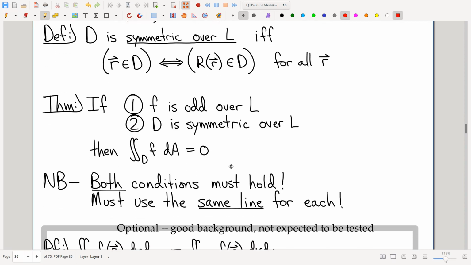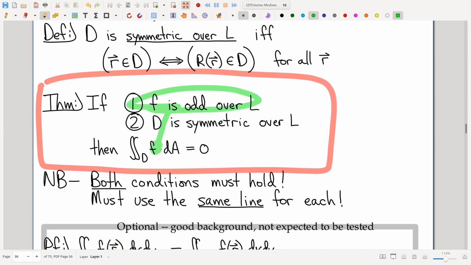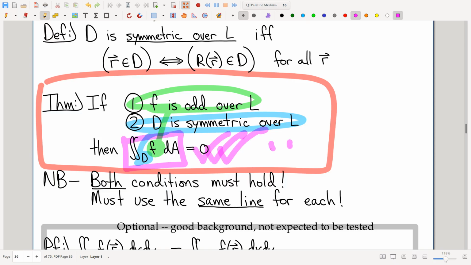And exactly as you would hope, if you have an odd integrand on a symmetric domain, that integral is 0. No anti-differentiation required, no slicing required. Just a couple of cool observations. Oh, that's 0. You drop your pen, you walk away.